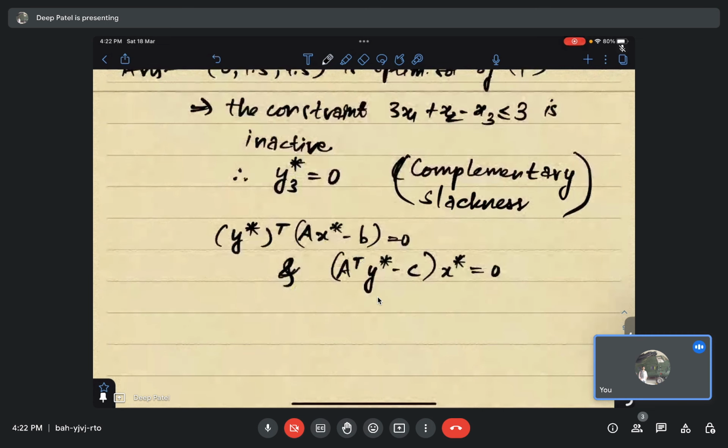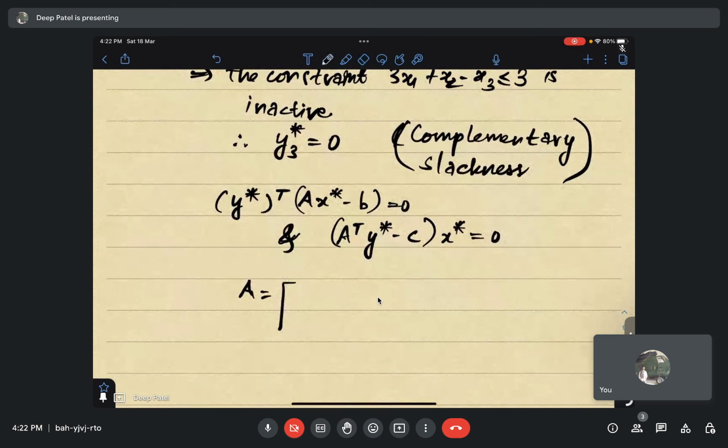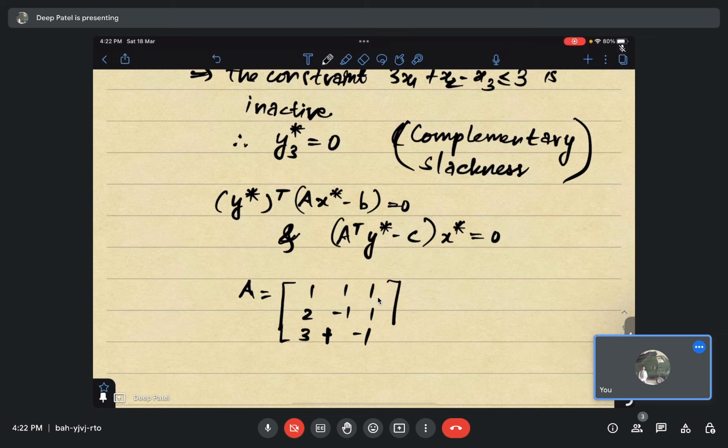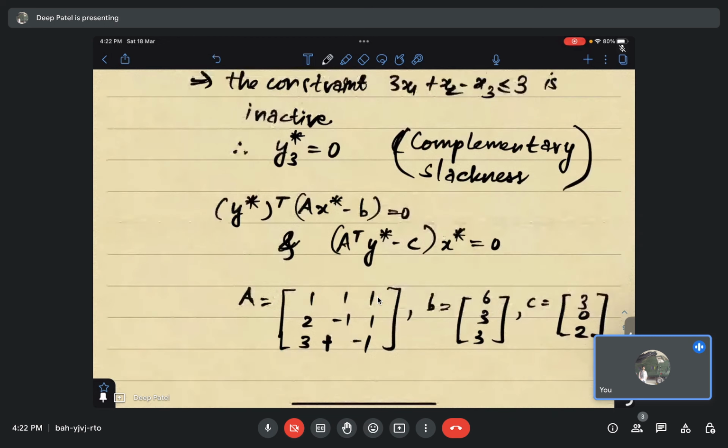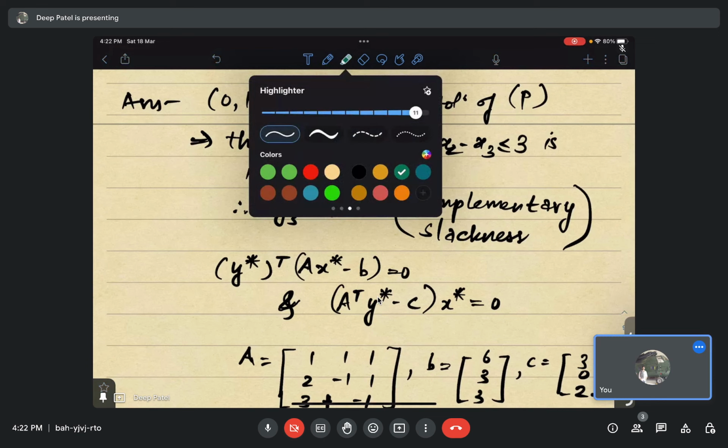What is A? A is, row wise, 1 1 1, 2 minus 1 1, 3 1 minus 1. Similarly, b is 6 3 3, and c is 3 0 2.